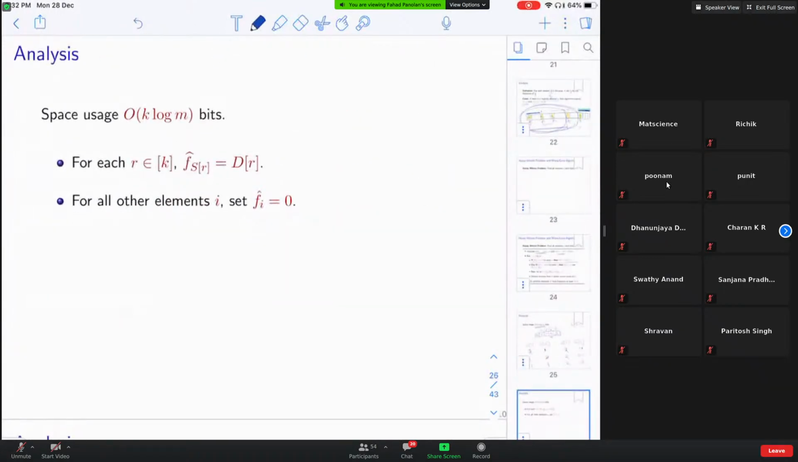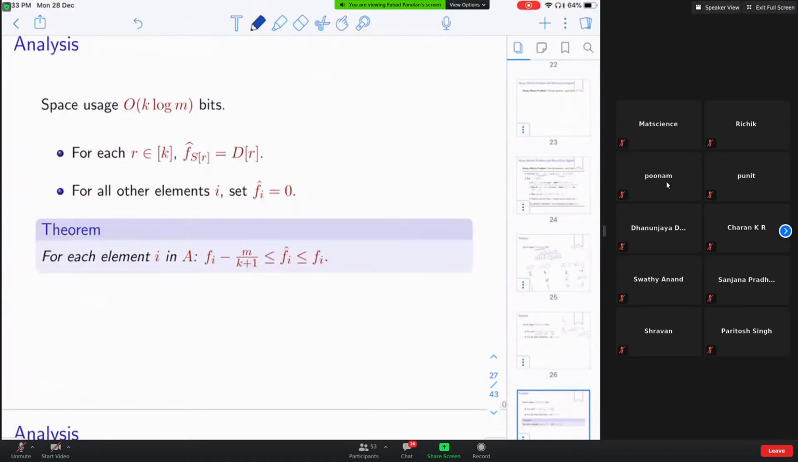Now I want to prove its correctness. For any j, let f_j be the frequency, the number of times the element j appears in the array A. For each r in k, think that S of r is equal to j, some element, and what is stored in C of r is the output of the algorithm. So essentially f hat of j is equal to C of r if S of r is equal to j. Otherwise, for k of them I will be storing some values, and for the remaining I will not be storing any values, so I just assign those values to be 0.